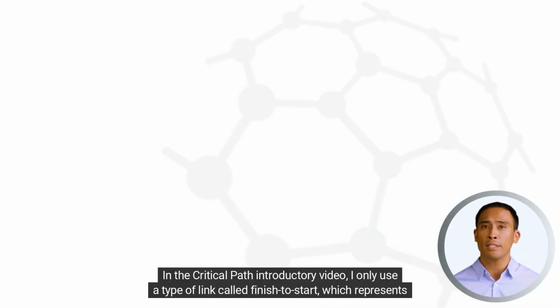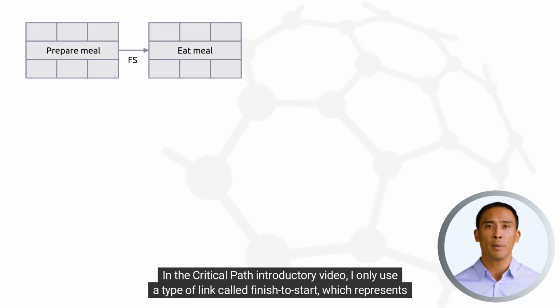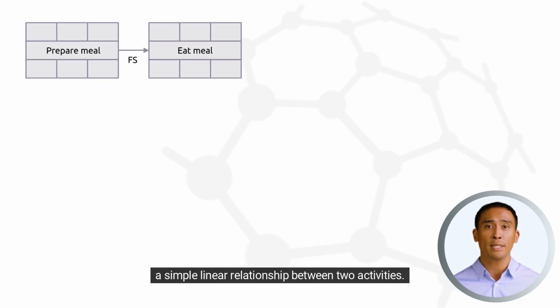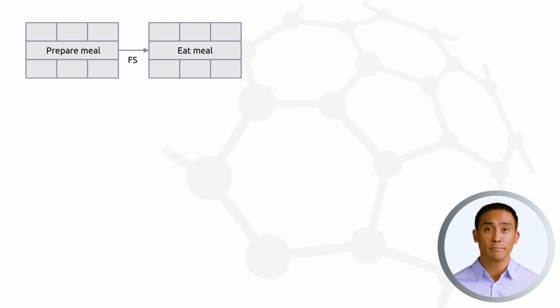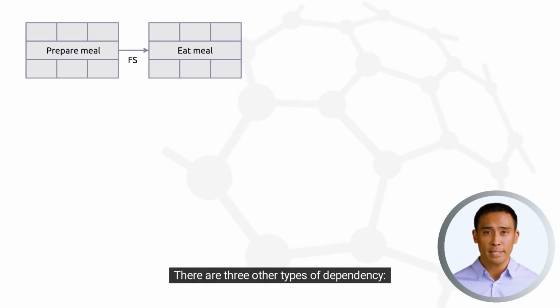In the critical path introductory video, I only use a type of link called finish to start, which represents a simple linear relationship between two activities. For example, perhaps you can only start eating a meal after you've finished preparing it. There are three other types of dependency.